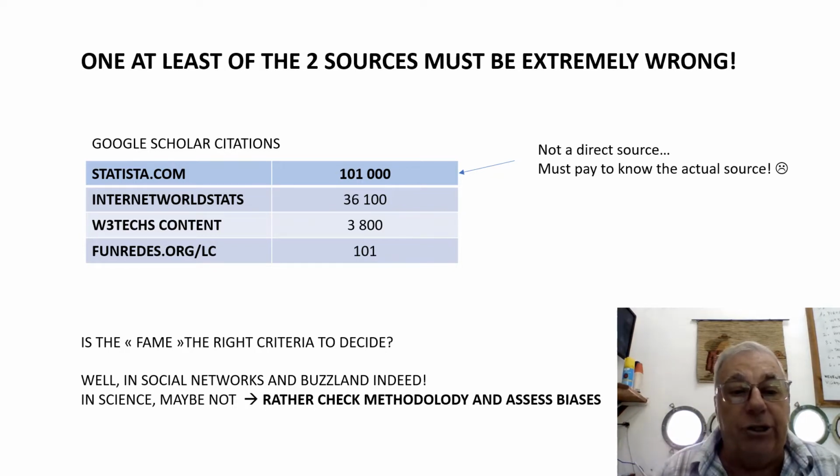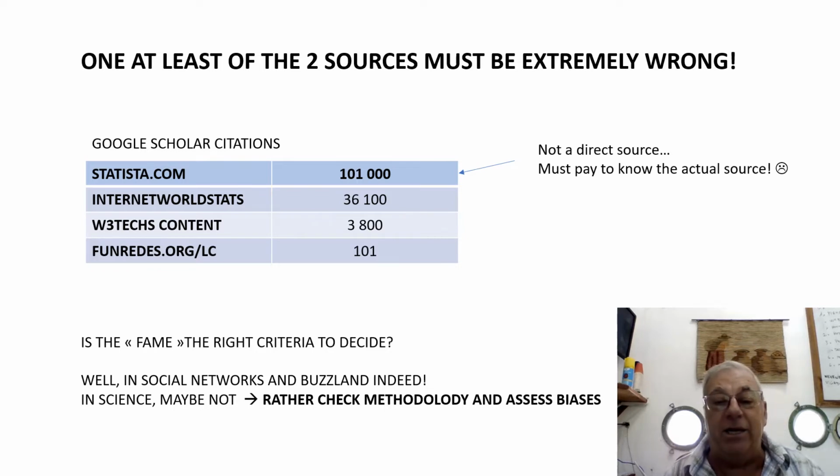If you take the citations, you will see that Statista is extremely cited, 100,000 times, although it's not a direct source, but maybe it's because you must pay to know the actual source, which is, for me, an ethical situation. Internet World Stats has 33,000 citations in Google Scholar, W3Tech almost 4,000, and we, modest observatory, hardly reach 100. Is fame the right criterion to decide? Maybe in social networks and buzzland, probably not in science.